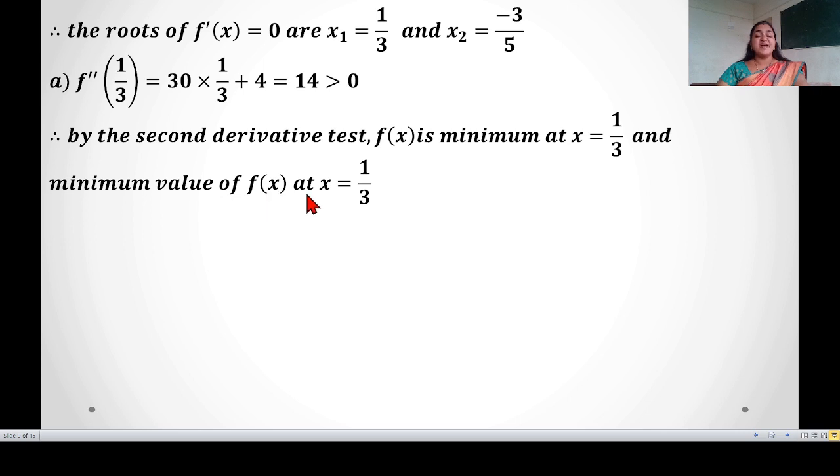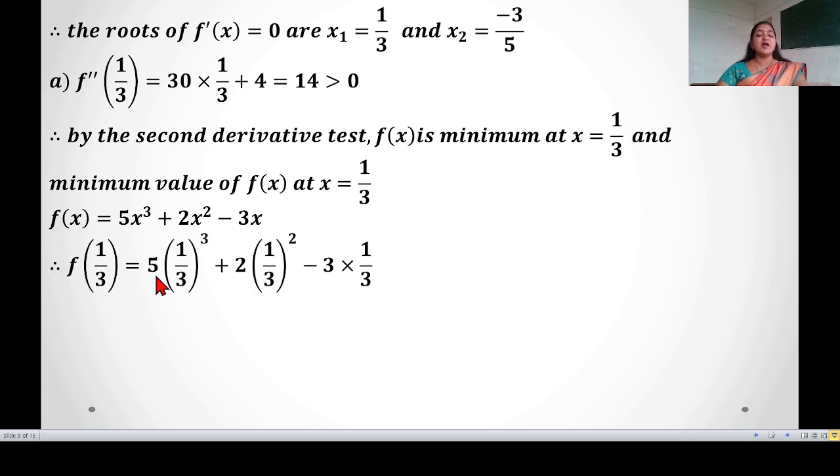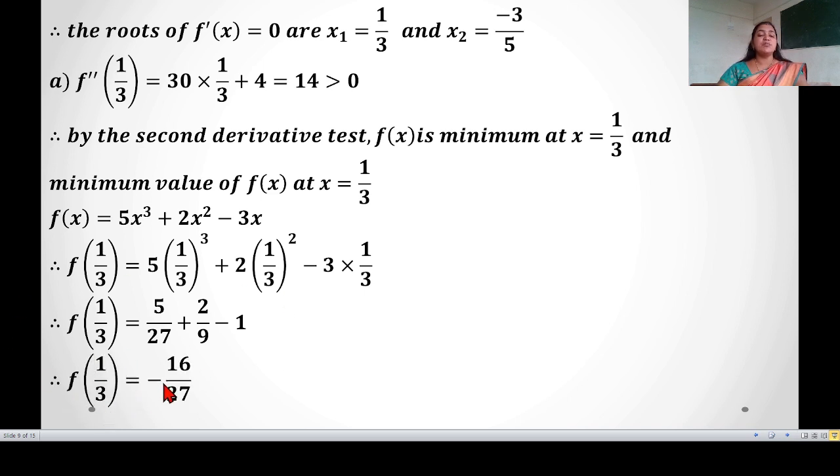and the minimum value of f of x at x is equal to 1 by 3 is, f of x is equal to 5x cube plus 2x square minus 3x. Where x is replaced by 1 by 3, f of 1 by 3 is equal to 5 multiplied by 1 by 3 whole cube plus 2 multiplied by 1 by 3 whole square minus 3 multiplied by 1 by 3. Simplify this, we get 5 divided by 27 plus 2 divided by 9 minus 1. Again simplify. So we get f of 1 by 3 is equal to minus 16 by 27. So it is a minimum value at x is equal to 1 by 3.